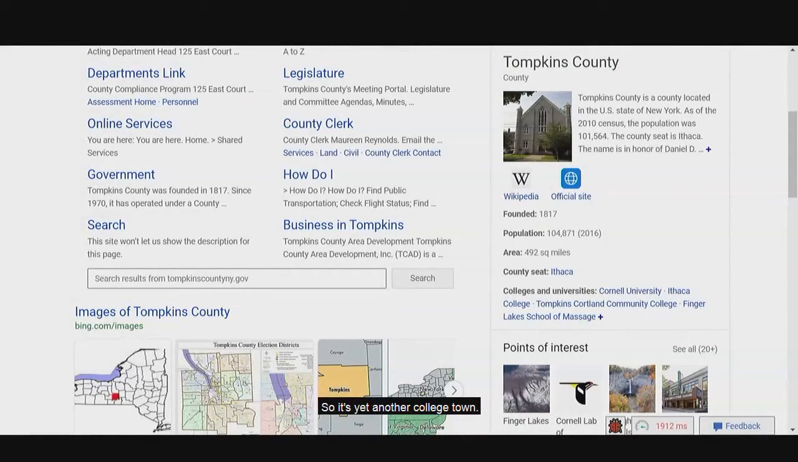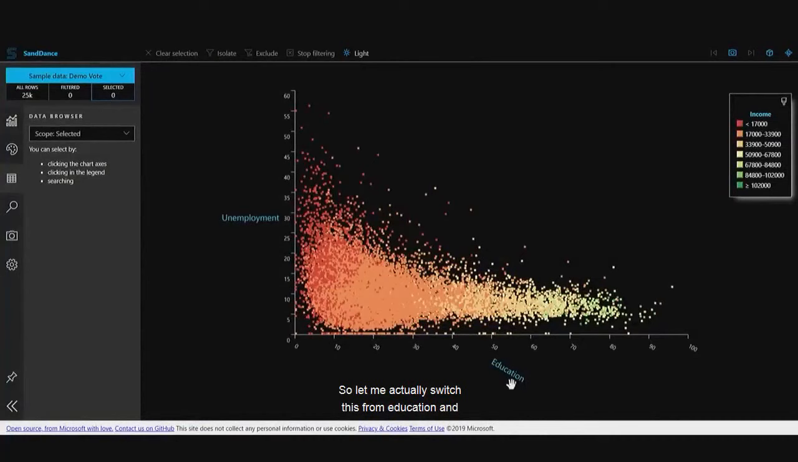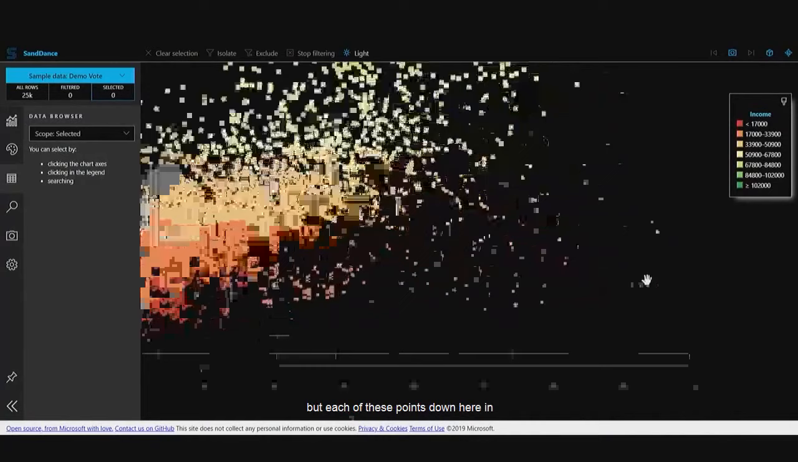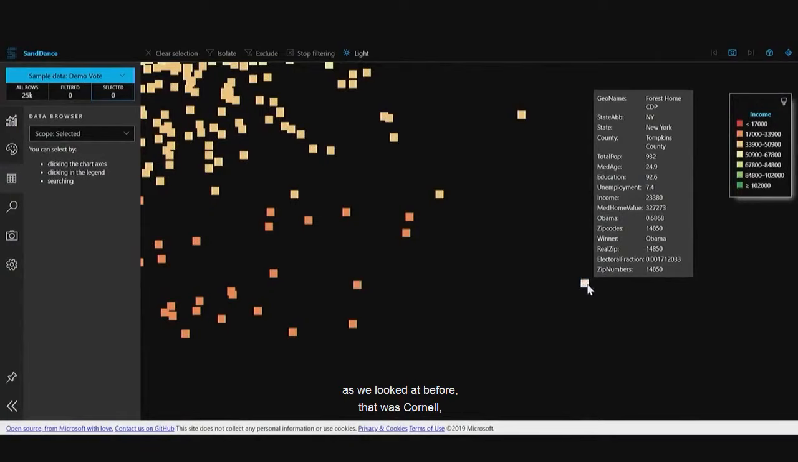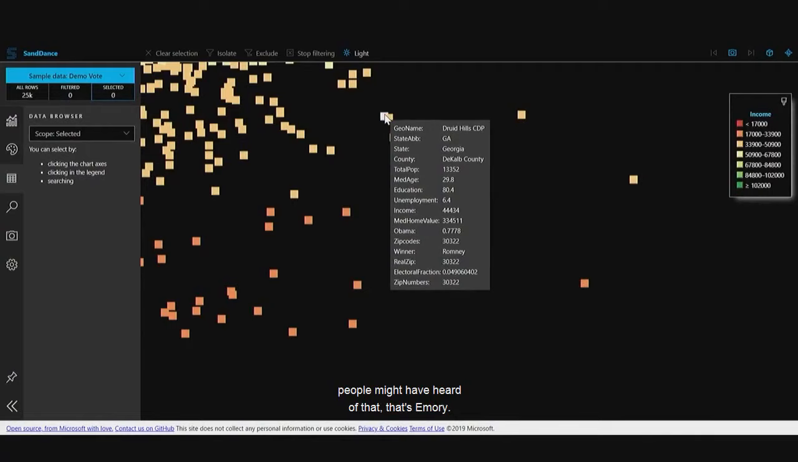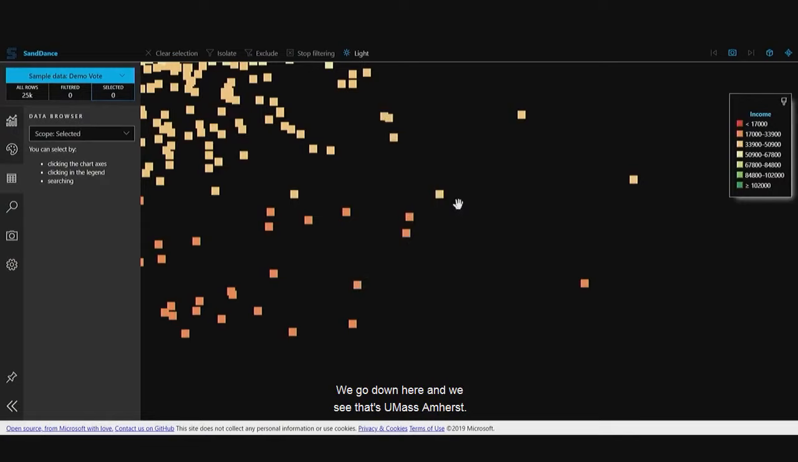So let me switch this from education and employment to education and income. Now this is your typical trend. You're seeing upwards, more education, more income. But each of these points down here in this corner, that's Stanford, as we looked at before, that was Cornell. But every single one of these is Cornell as well. Cornell is spread out over a lot of different counties. Then that's Swarthmore. People might have heard of that. That's Emory. We go down here and we see that's UMass Amherst. So every single one of these down here is a college town.